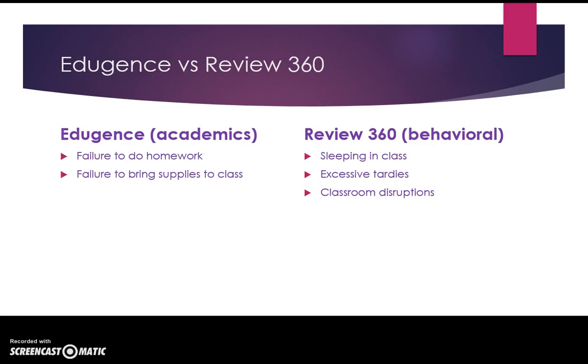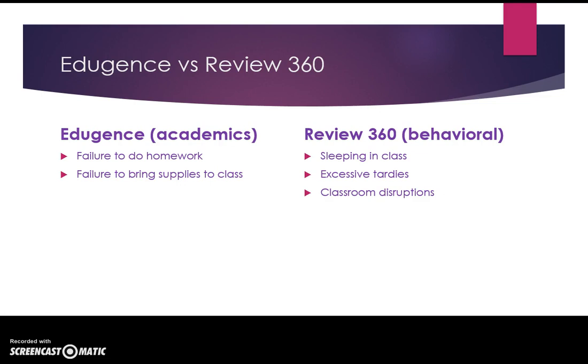I would like to go over the difference between Exigence and Review 360. Exigence is purely in regard to academics. If a student fails to do homework, if a student is failing, if they fail to bring supplies to class, any types of interventions you are doing in the classroom in regard to increasing academic success should be documented in Exigence. There is one contact form that is going to be used for all parent contact, including behavioral, that can be found in the parent log on Exigence.